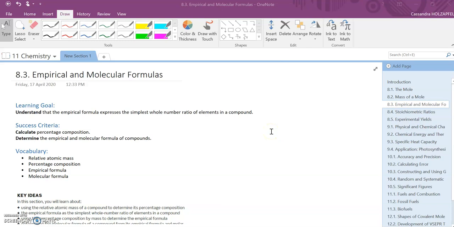Hi guys, welcome back. So today what we're going to be looking at is calculating empirical and molecular formulas.